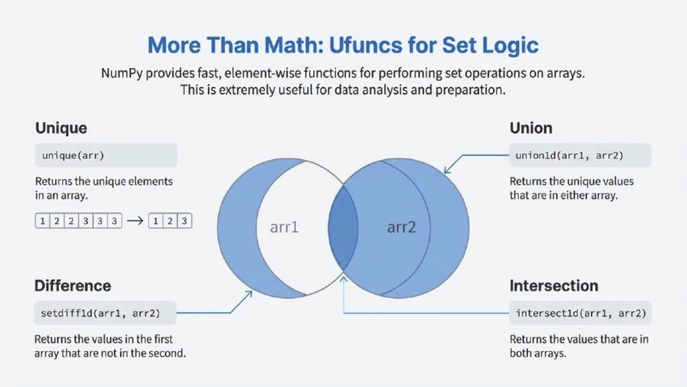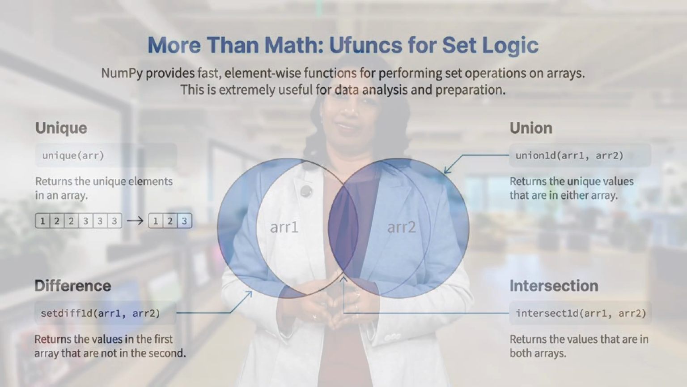NumPy also supports set-like operations on arrays. Unique removes duplicate values. Union1d finds values present in either array. Intersect1d finds common values. Setdiff1d finds values present in one array but not the other. Those functions are very useful in data cleaning and pre-processing.